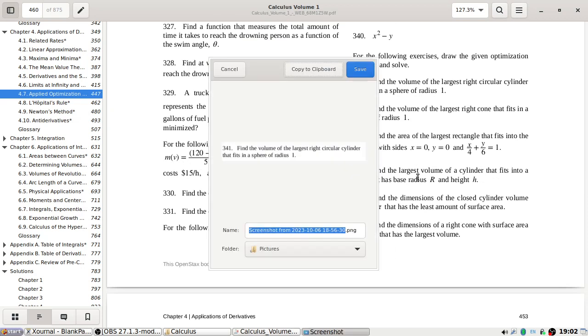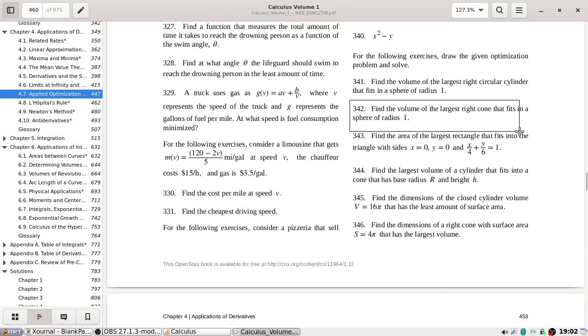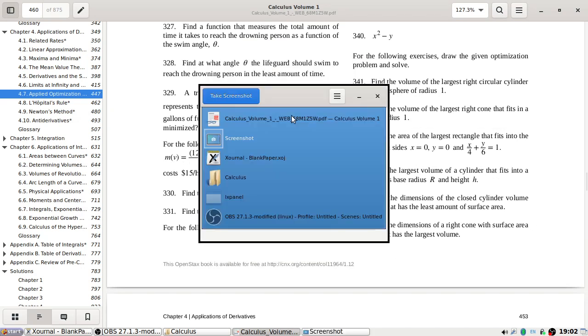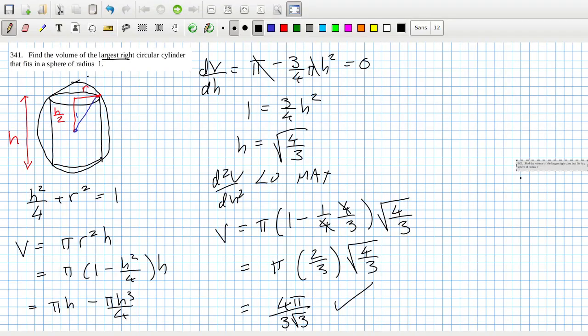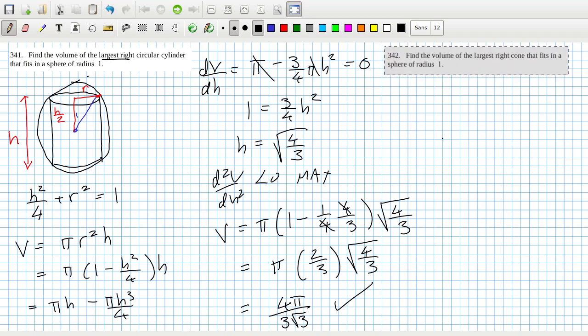Oops. 342. Wonder if I can fit it in here. Find the volume of the largest right cone.